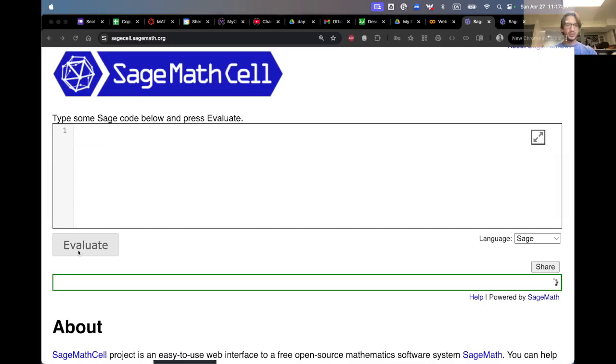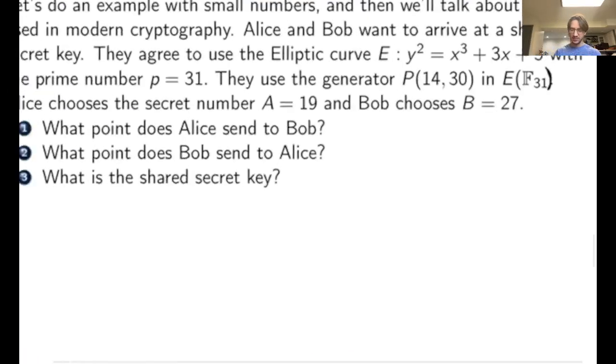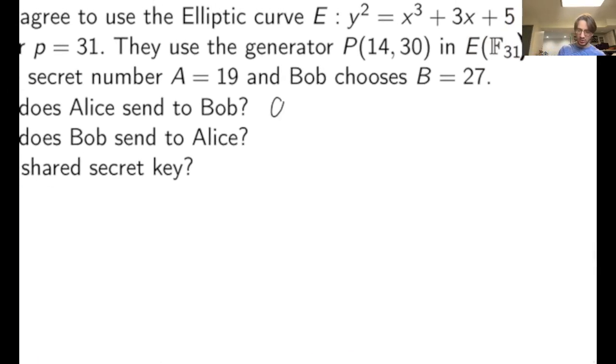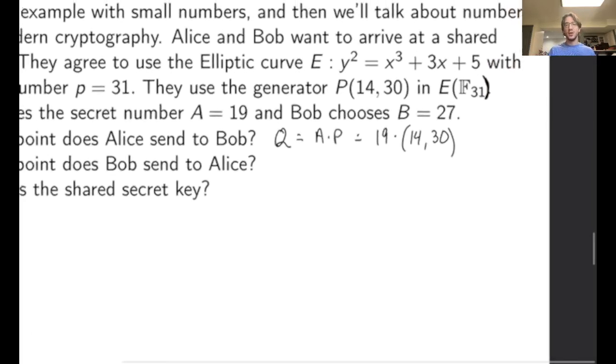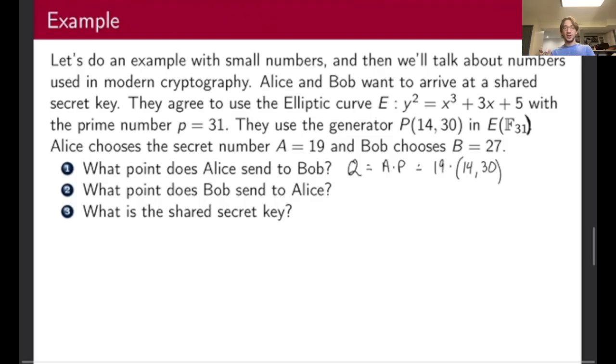Okay. So switching back to the notes, I'm going to write out what Alice sends to Bob. Alice is going to send to Bob the point Q, which is A times P. So that's the point 19 times (14, 30) in this elliptic curve over this finite field. By the way, if you also want to check, you can check that this elliptic curve is legitimate by checking that 4a cubed plus 27b squared is not equal to 0 mod 31. You can check all those things, or you can trust me that they're true.